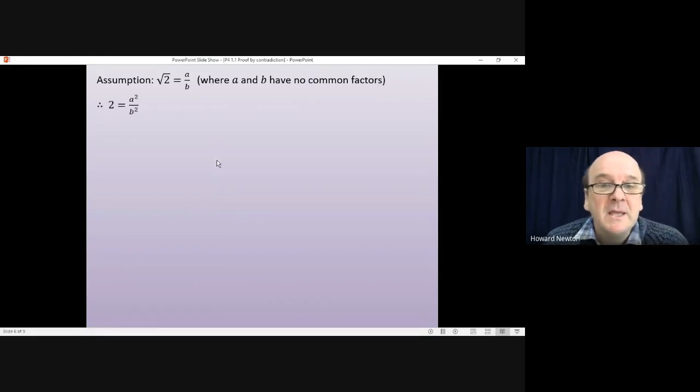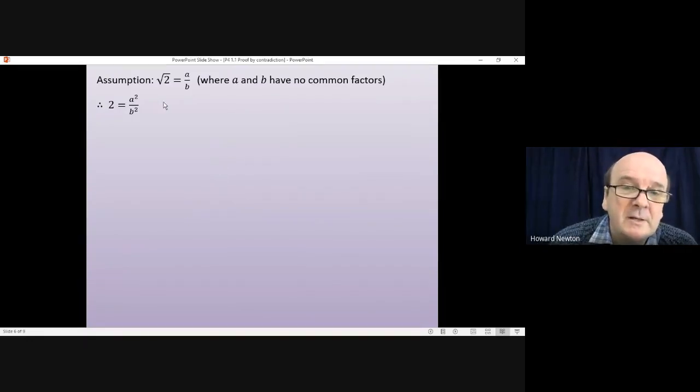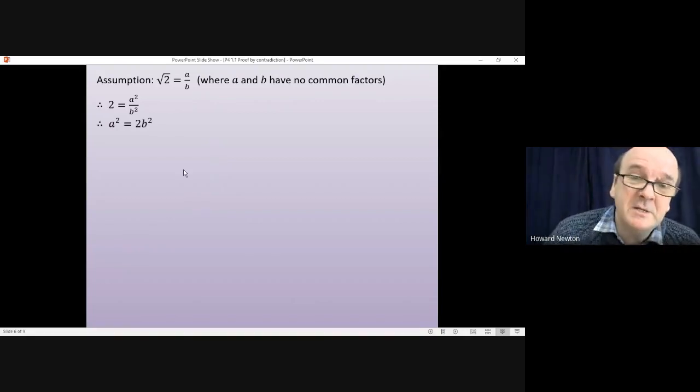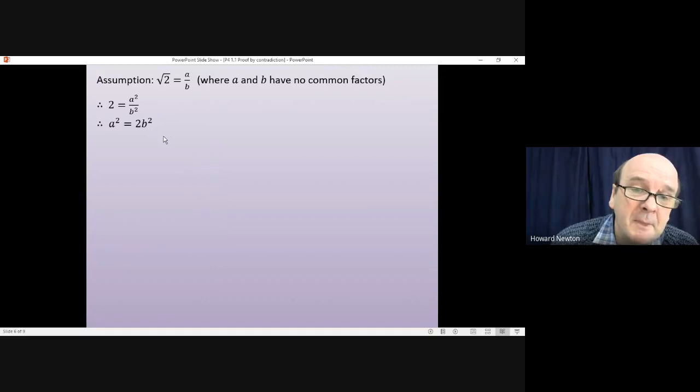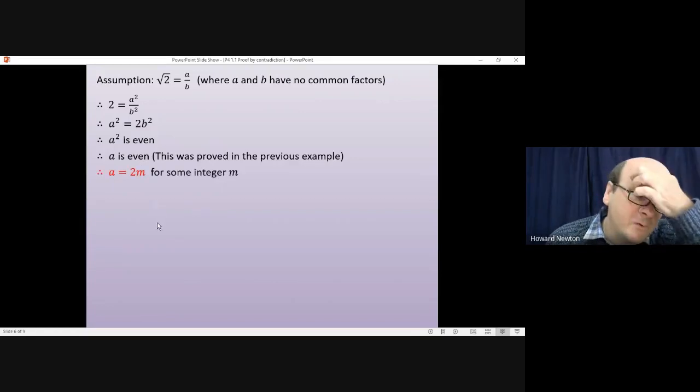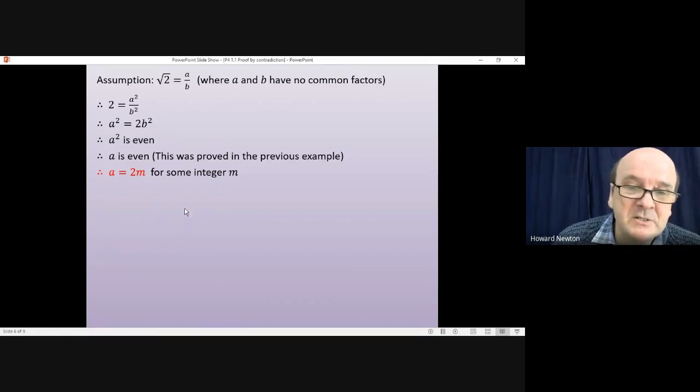What we do next is square both sides of the equation. So 2 is equal to a squared divided by b squared. Rearranging that gives us a squared is equal to 2 times b squared. Now, if you remember the last example, that means that a squared is even because it's 2 times an integer. But if a squared is even, what we showed in the last example is that a must also be even. That means that we can write a in the form 2m, 2 times some integer m.